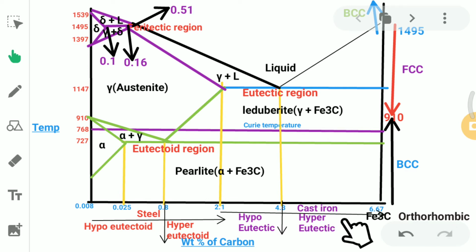And the crystal structure of cementite is orthorhombic, friends. This is very, very important, friends. The crystal structure of cementite is orthorhombic. 6.67 percentage of carbon is called cementite, which is orthorhombic in crystal structure.